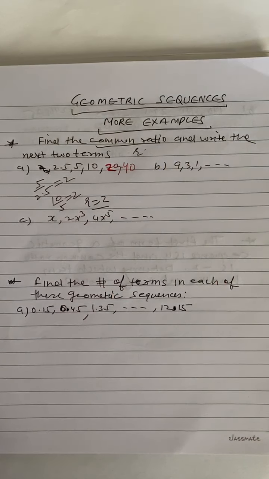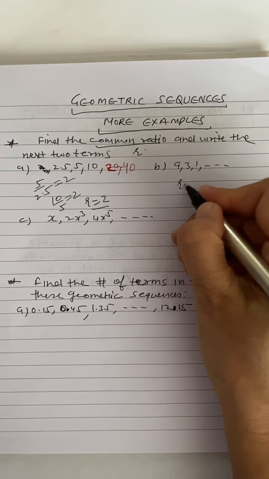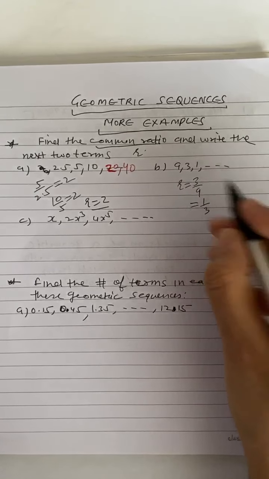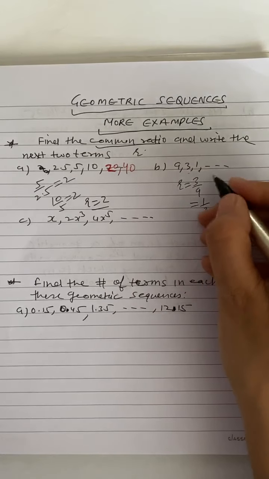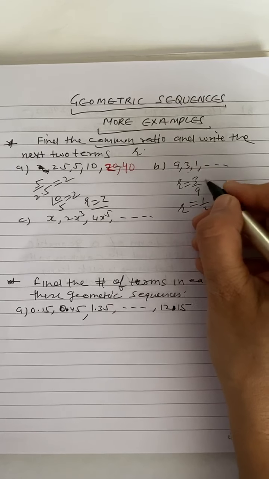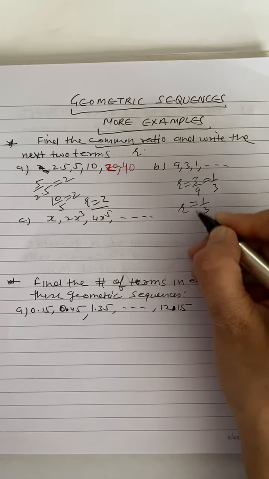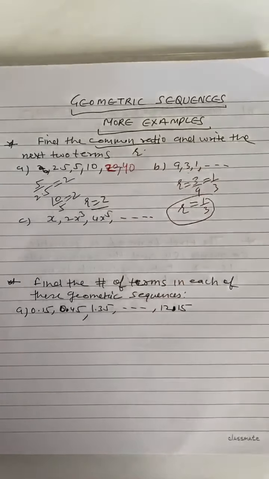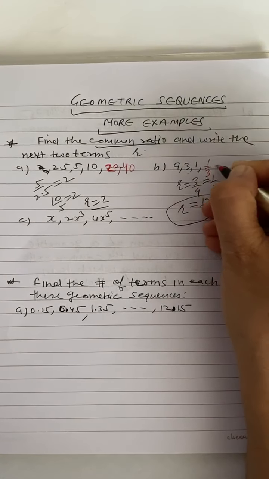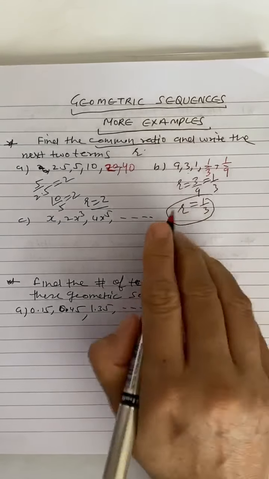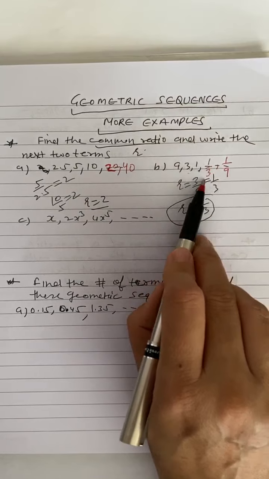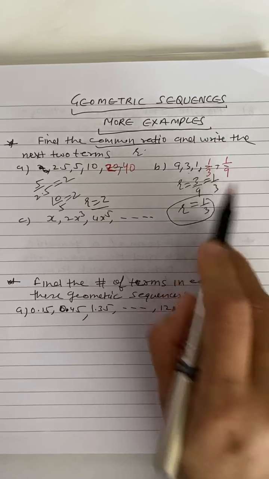Similarly, for the second one, you have R equal to 3 over 9, and I can verify from 3 and 1 also. So R is equal to 3 over 9, which is the same as 1/3. So R is 1 over 3, which means the next two terms are 1 over 3 and 1 over 9, because 1 times 1 over 3 gives you 1 over 3, and 1 over 3 multiplied by 1 over 3 gives you 1 over 9.